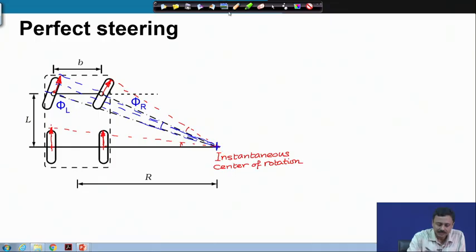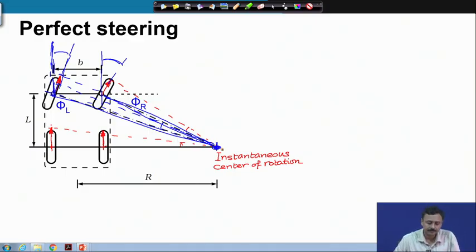which means that the angles these two wheels make with the forward direction, they will be different, so that these center lines pass through a single point. That defines the instantaneous center of rotation. If it does not pass through a single point, then there is a chance of slippage. Once slippage starts, then you lose stability of the vehicle and control of the vehicle.